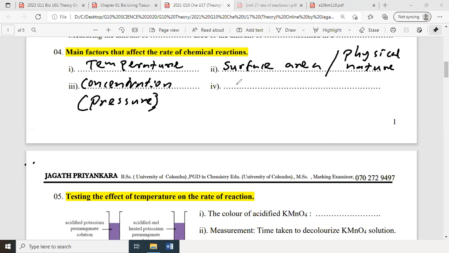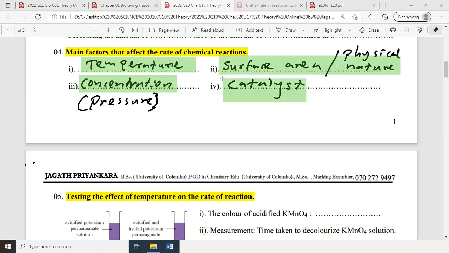Right. Fourth factor, catalyst, also will affect the rate of reaction. We are discussing them separately anyway. All these 4 factors we are going to discuss in detail one by one.